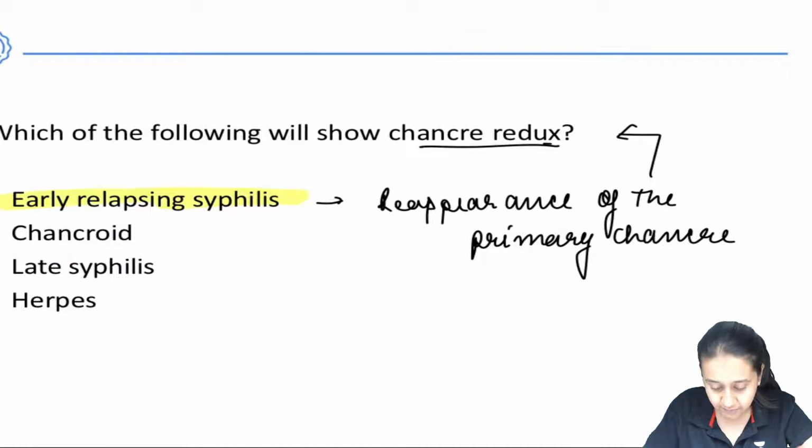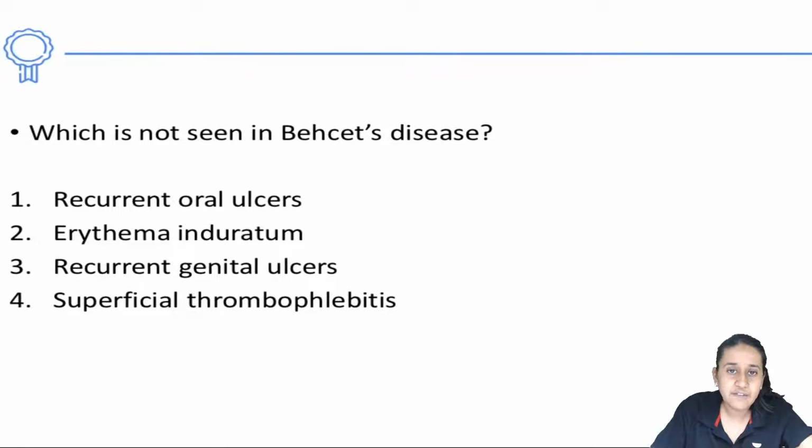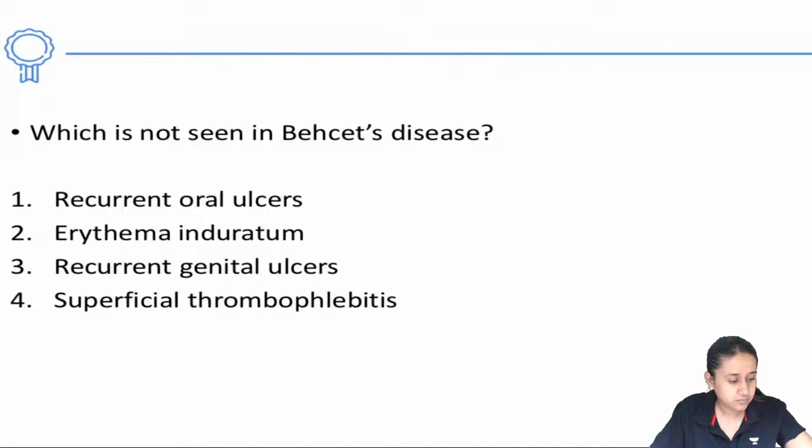Early relapsing type of syphilis. Very classical feature of early relapsing type of syphilis. Next question: which is not seen in the patients of Behçet's disease?